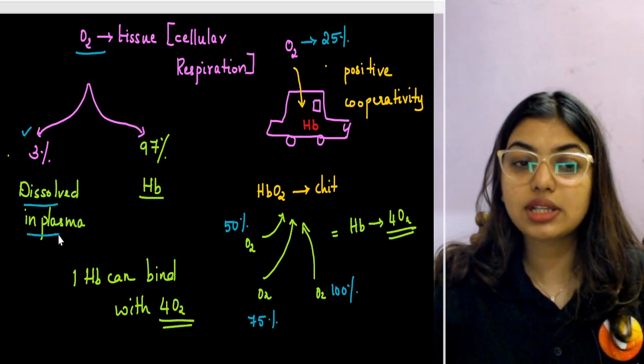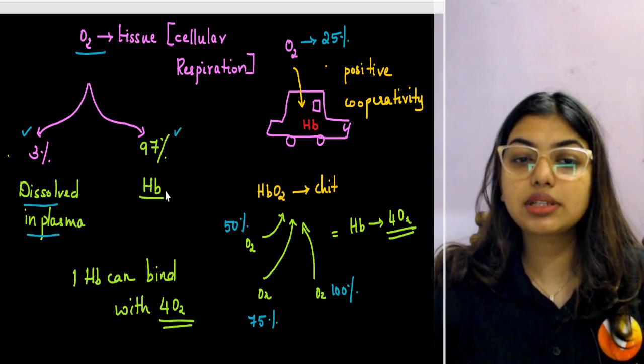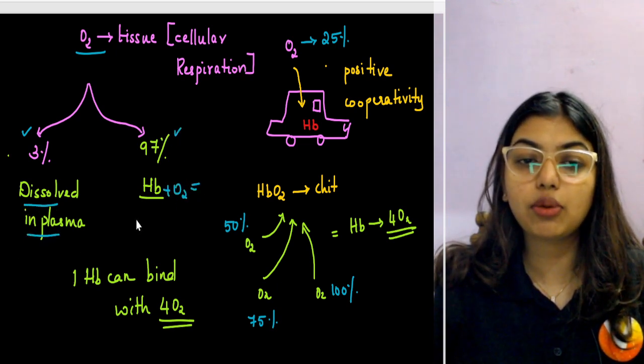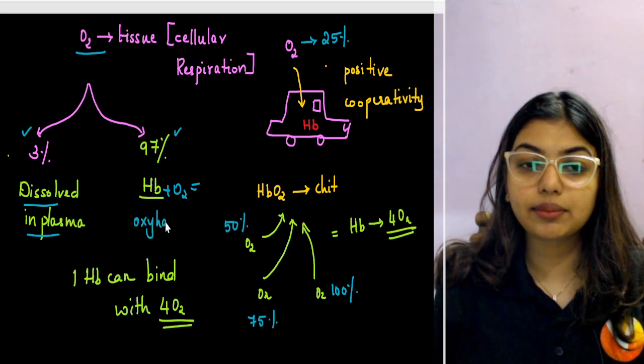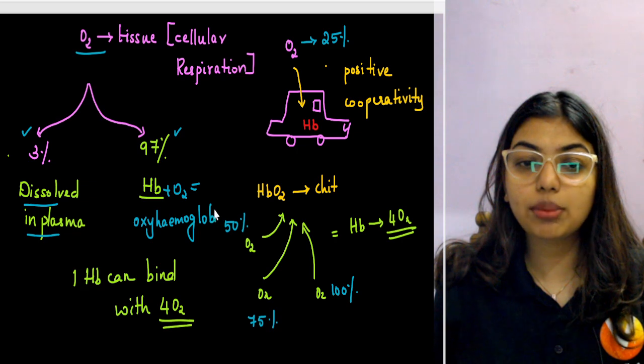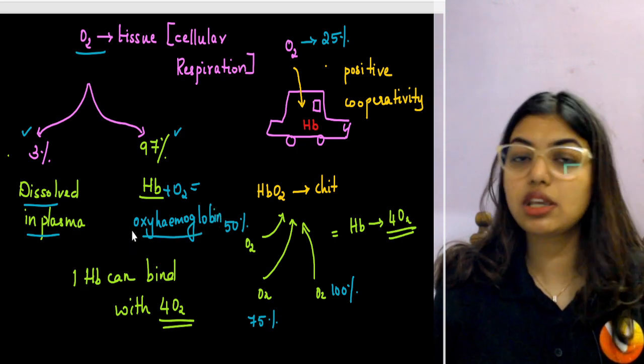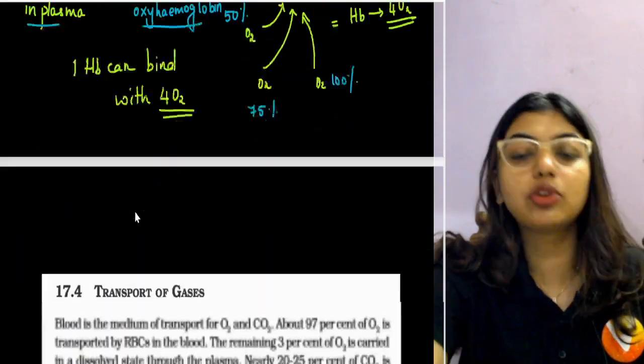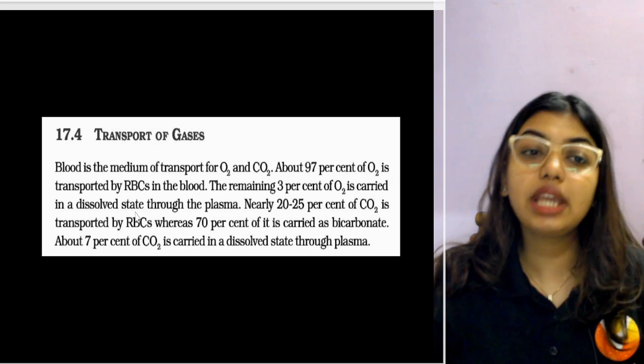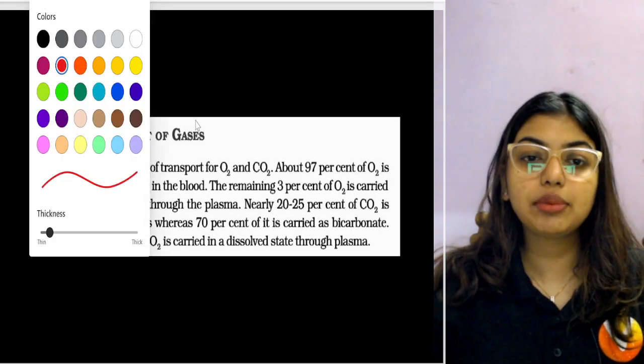So just remember this. Transport of oxygen, students, 2 things are going to happen. 3% is going to go as dissolved in plasma. 97% is going to combine with hemoglobin to form what? Oxyhemoglobin. And this is the combination that our body wants. We do not want carbaminohemoglobin or carboxyhemoglobin, but they also happen because of the affinity.